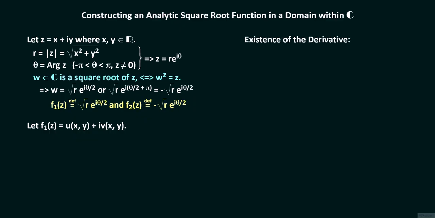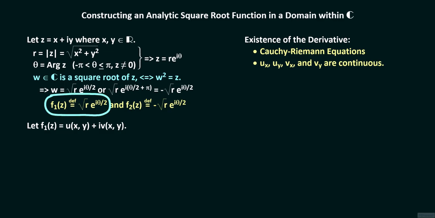If f sub 1 is to be analytic, then u and v must satisfy the Cauchy-Riemann equations. We also verify that the partial derivatives u sub x, u sub y, v sub x, and v sub y are continuous within the domain of f sub 1. These two conditions together will guarantee that f sub 1 is analytic. To verify these two conditions, if we are to differentiate this formulation of f sub 1, then we will need the partial derivatives of r and theta with respect to x and y.